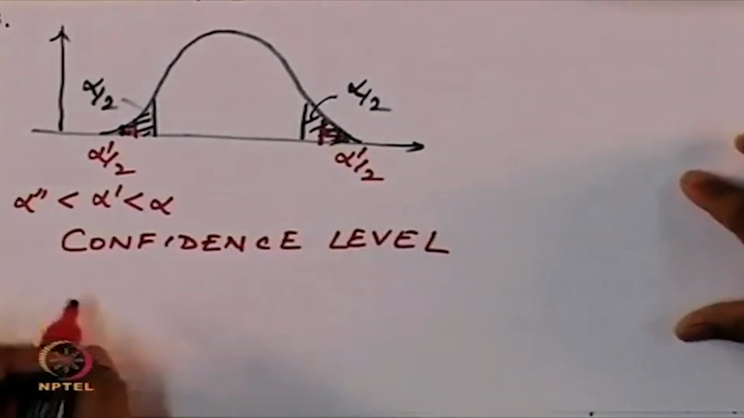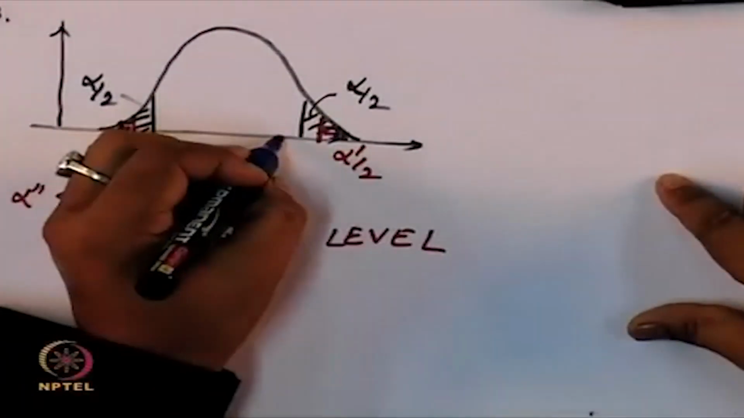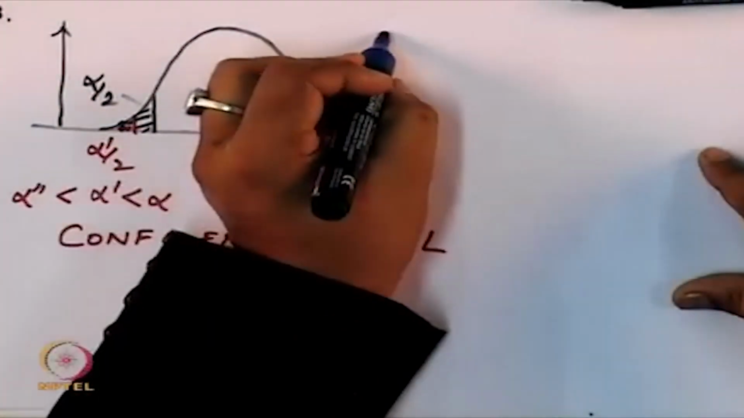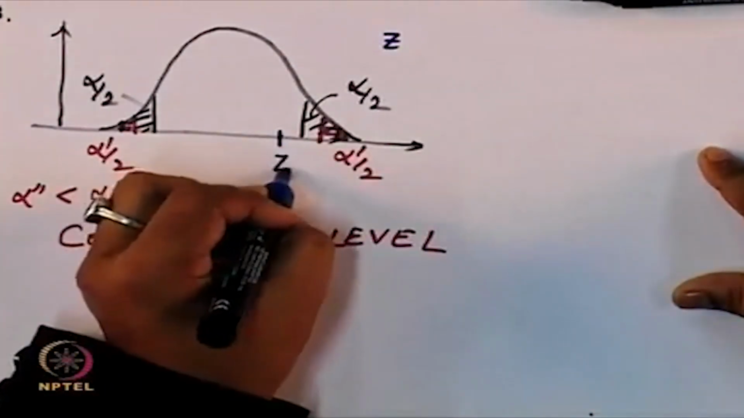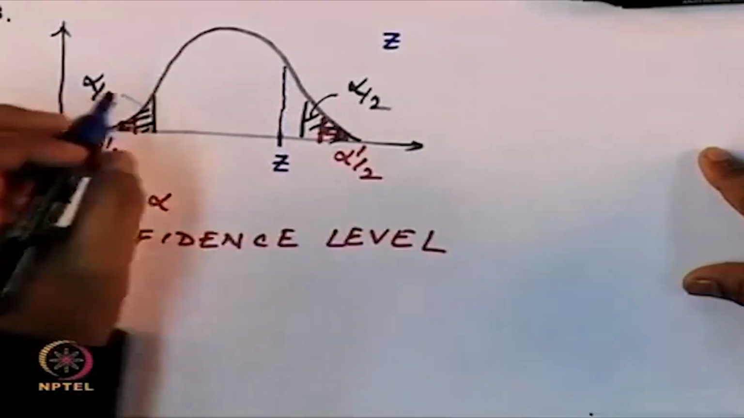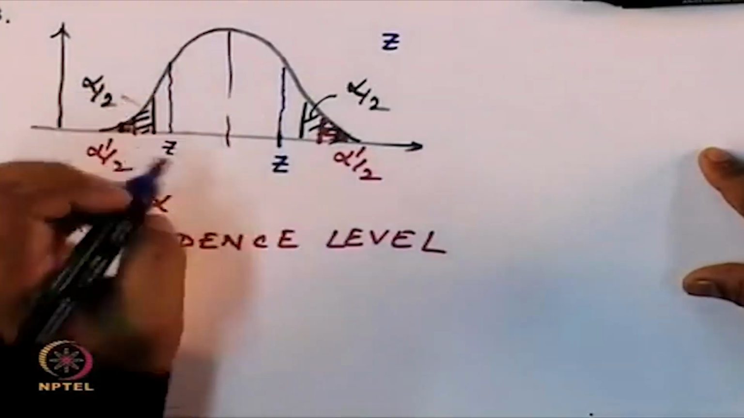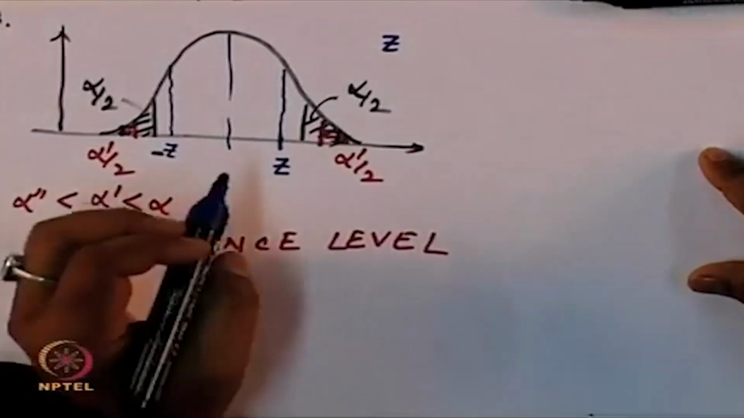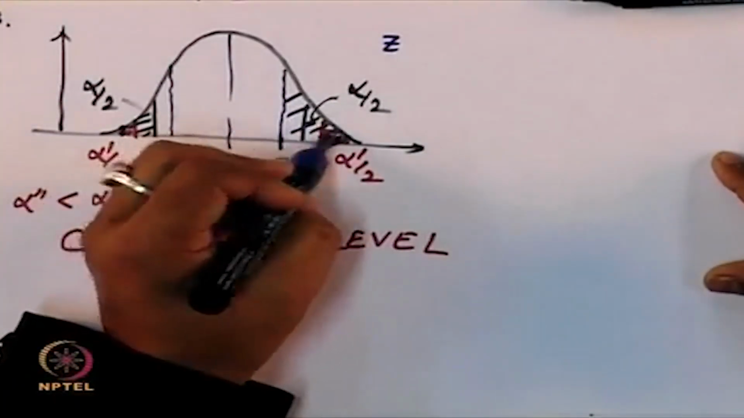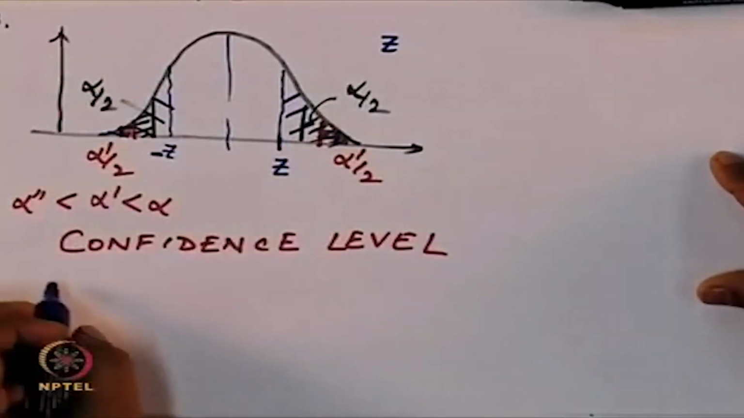Okay. What is the p value? Let us say you have calculated a particular value of the test statistic, the z statistic, and let us say z is this one. Then for a two-tailed test, this should be minus z. For a two-tailed test, the area under this whole curve is the p value.